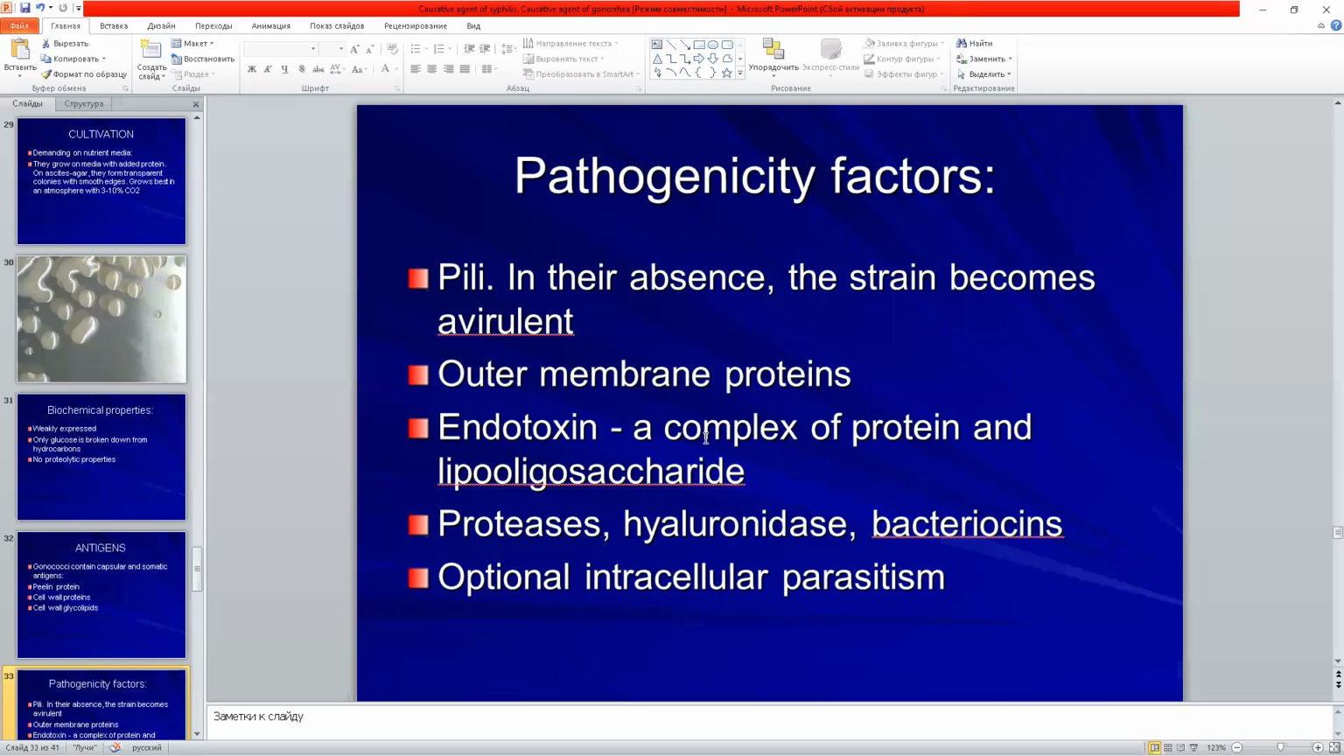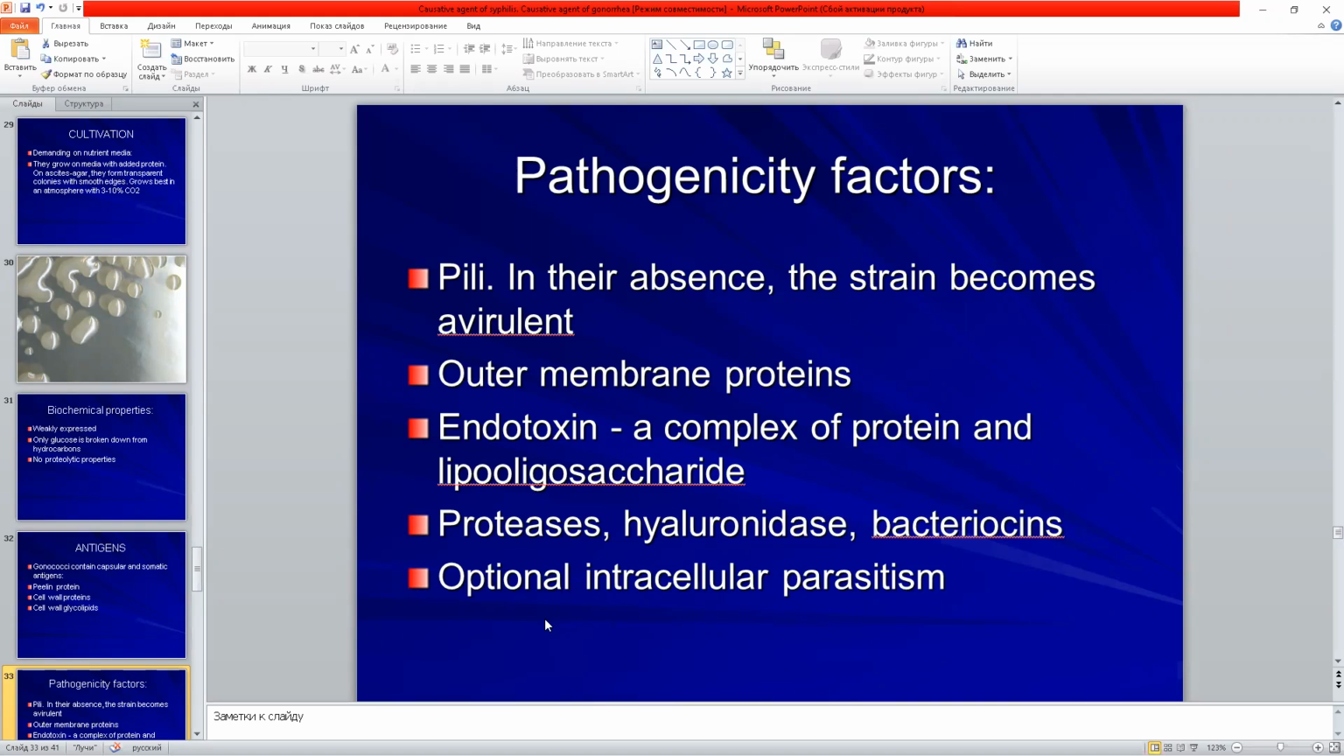Pathogenicity factors. Number one, pili. In the absence of pili the strain becomes avirulent. Pili or fimbria for adhesion, outer membrane proteins, and endotoxin because they are gram-negative bacteria. They have a complex of protein and lipooligosaccharide in the cell wall. And then they produce enzymes: proteases, hyaluronidase, and bacteriocides.